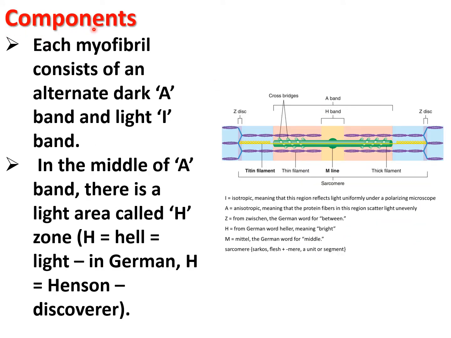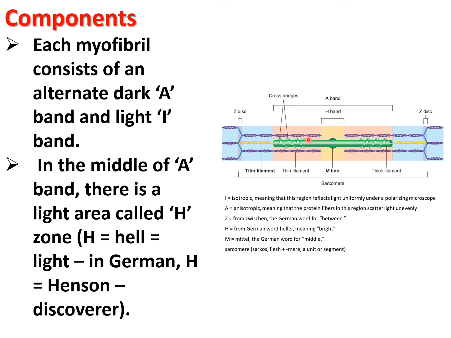And what are the components of the sarcomere? Each myofibril consists of alternate dark A bands and light I bands. In the middle of the A band, there is a light area that is known as the H zone. H comes from the German word heller, meaning bright or light, and Hensen was the discoverer.